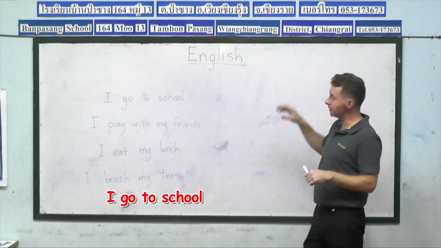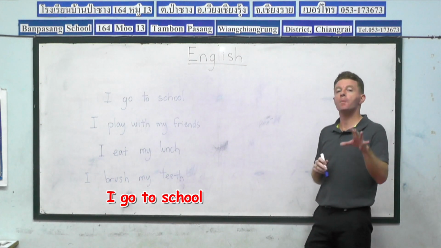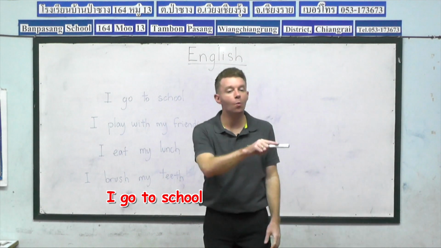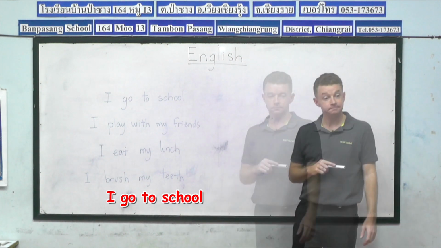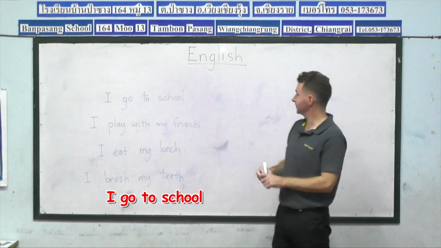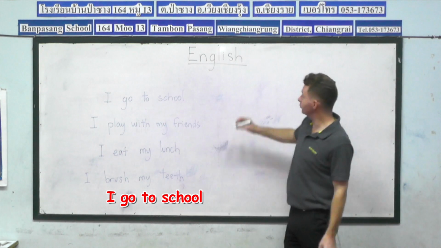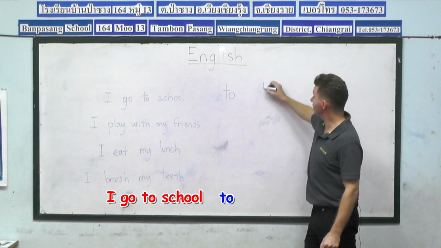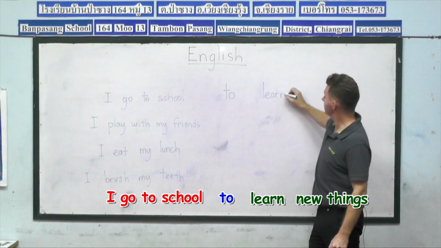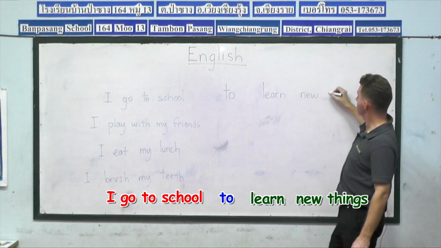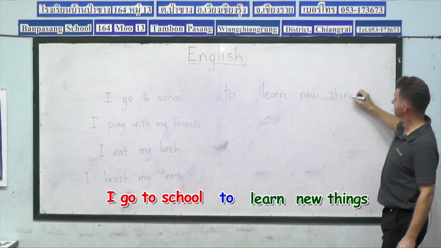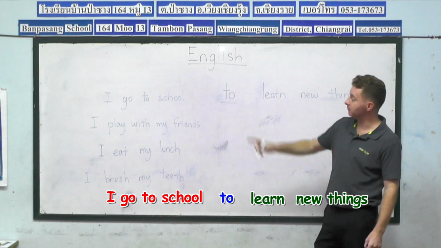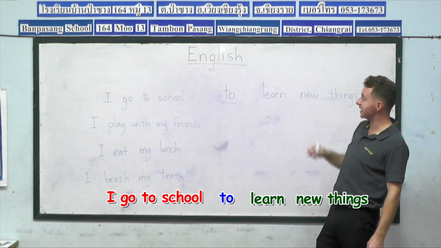But how about if we want to expand on them? How about if we want to give the reason why? For example, guys, why do you go to school? Learning. Okay. So we can say, I go to school to learn new things. Notice we use the word to as the bridge between the first statement and the second statement.